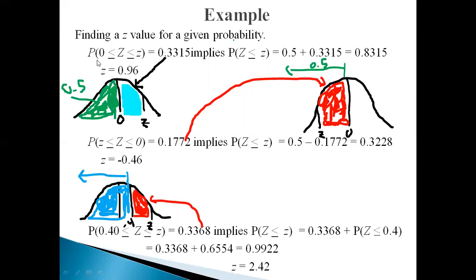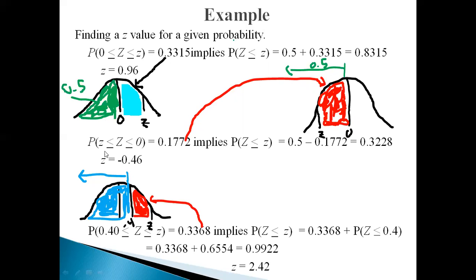All right, so now between 0 and z, so here's 0, here's z. Well, we know at 0, this is a half over here. And so we know that between 0 and z, which is right here, is 0.3315. So here what we have to do is add those two together to get where we're at z. So 0.5 plus the 0.3315 gives us 0.8315. If we look that up in the table, we get 0.96.